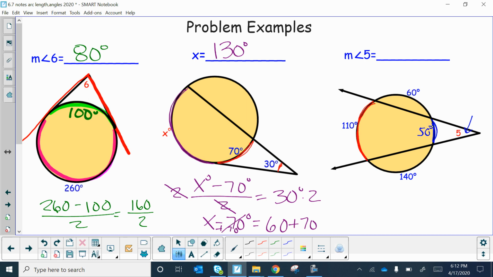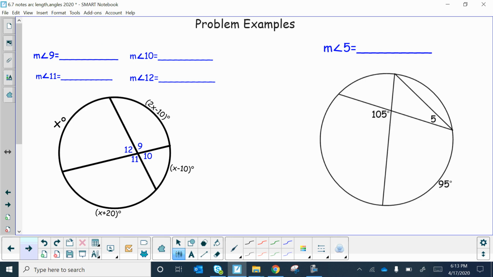So now my formula is going to be 110 degrees minus 50 degrees divided by 2 is equal to my angle that I need. So 110 minus 50 is 60. Divided by 2 is going to be 30. So angle 5 is 30 degrees. So that's using the 3 properties that we just went over. Okay, let's try some mixed up.